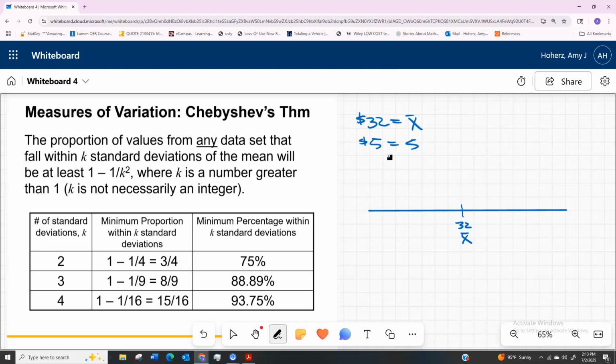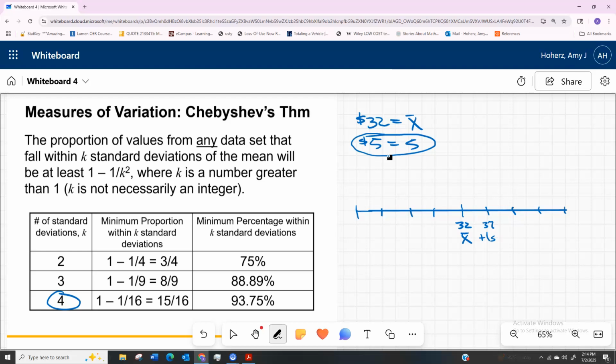Then I can mark off the standard deviations. This table goes to 4, so I'm going to mark off 4 standard deviations. So 1, 2, 3, 4. And then 1, 2, 3, 4. Okay, so what does it mean to be plus 1 standard deviation? Well, that means I'm going to add this $5. So there's 32 in the middle. 1 standard deviation would be $37.